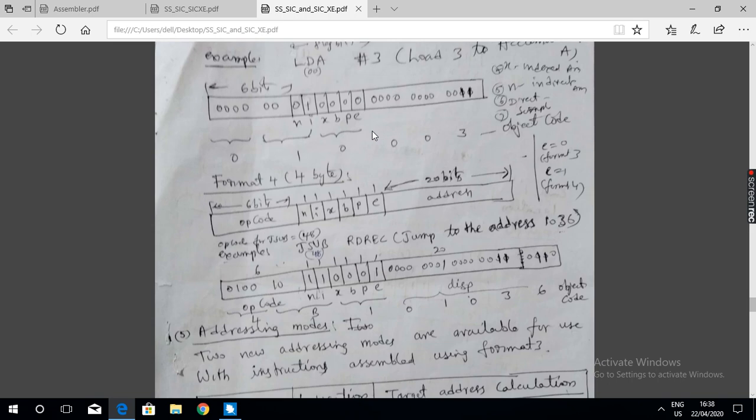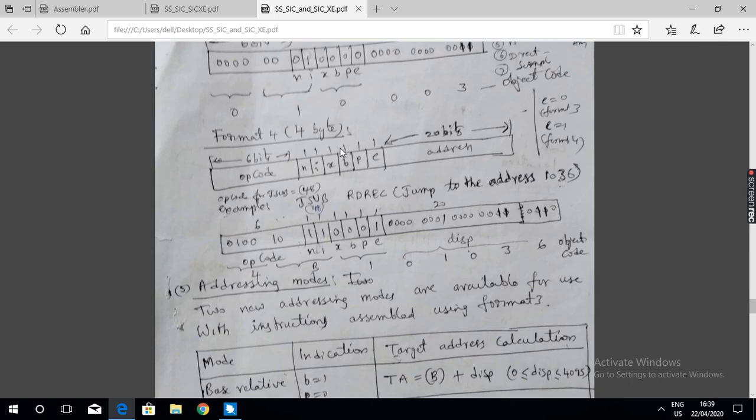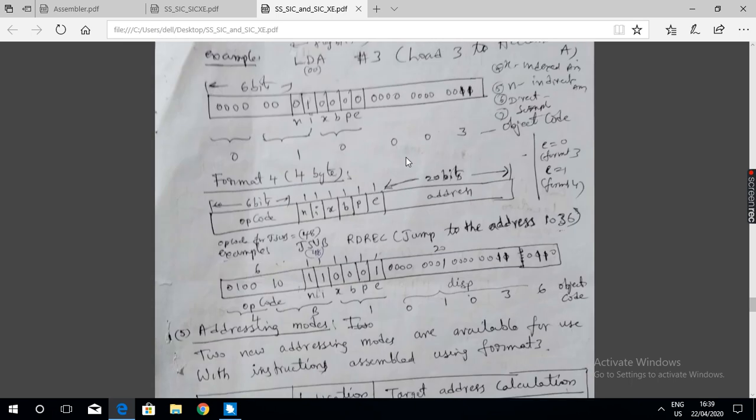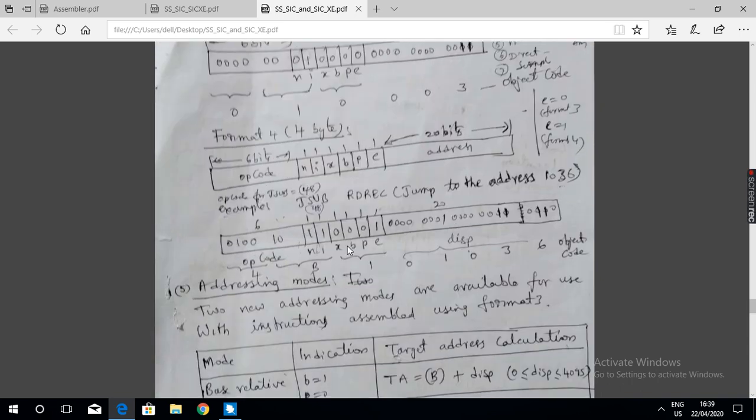Next, the format 4 instruction. A format 3 instruction is a 3-byte instruction: 6 plus 6 plus 12. A format 4 instruction is called a 4-byte instruction. Since this is a format 3 instruction, E is set to 0. For a format 4 instruction, JSUB means jump to the subroutine whose label is RDREC, read record. This is an example of a format 4 instruction.